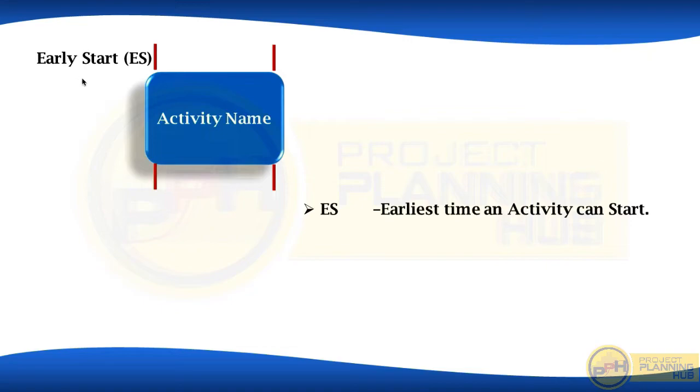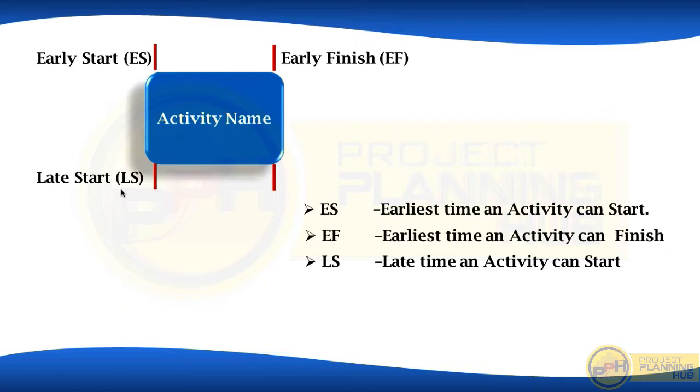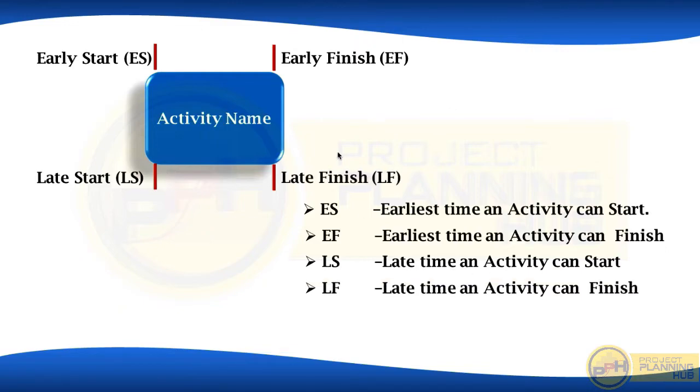This blue rectangle box represents an activity and activity name will be written here in center. Now in top left corner you will see early start, ES. Now what is early start? Early start is the earliest time an activity can start in a project. Now this will be explained in depth when we start the presentation. In top right corner we can see early finish, EF, which means the earliest time an activity can finish. Here in bottom left corner late start, which means late time an activity can start. Then in bottom right corner late finish, late time an activity can finish.